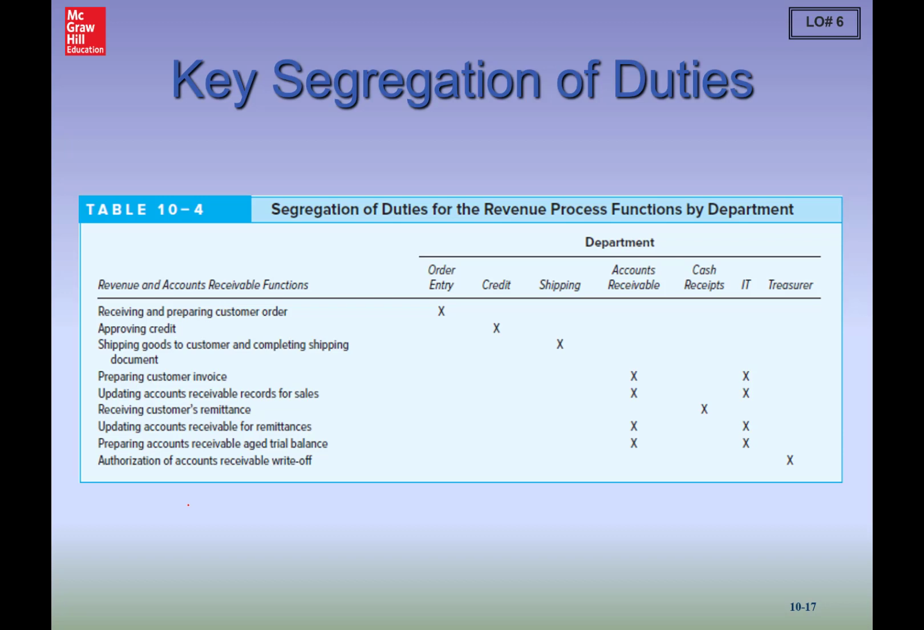IT, notice, has functions that go across this, and remember, we said in a computerized system you may combine certain functions that are being done by the computer. But you do want to make sure that somebody who has the ability to release an electronic payment doesn't also have the ability to update accounting records, so you can still look for separation even in an IT environment. Okay? And then of course the treasurer is the one that does the write-off.